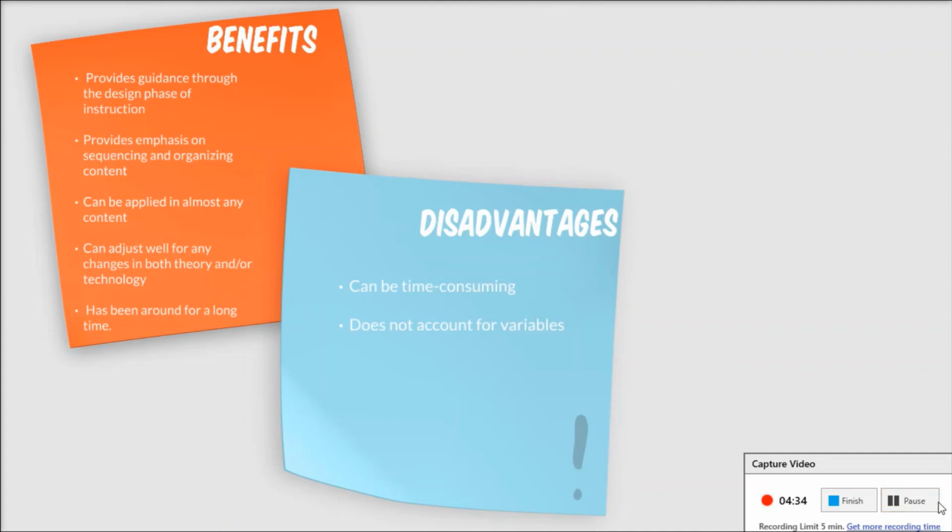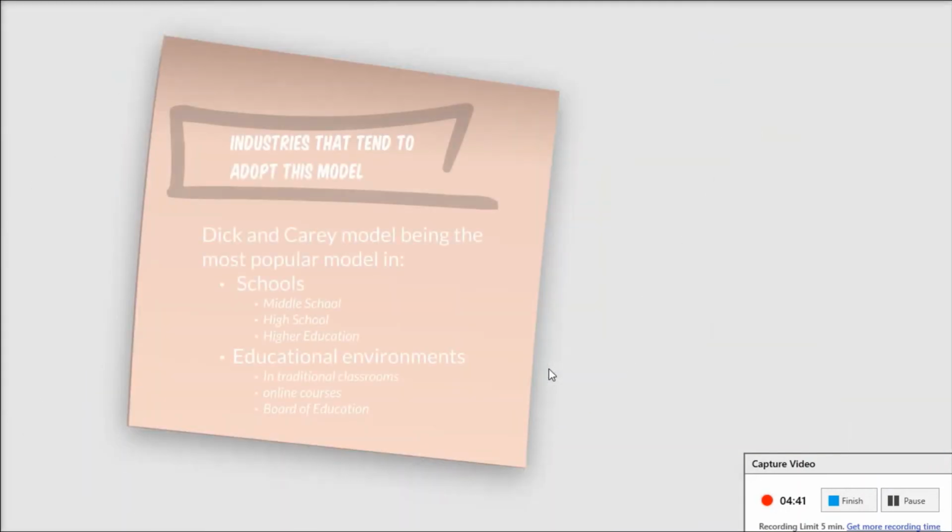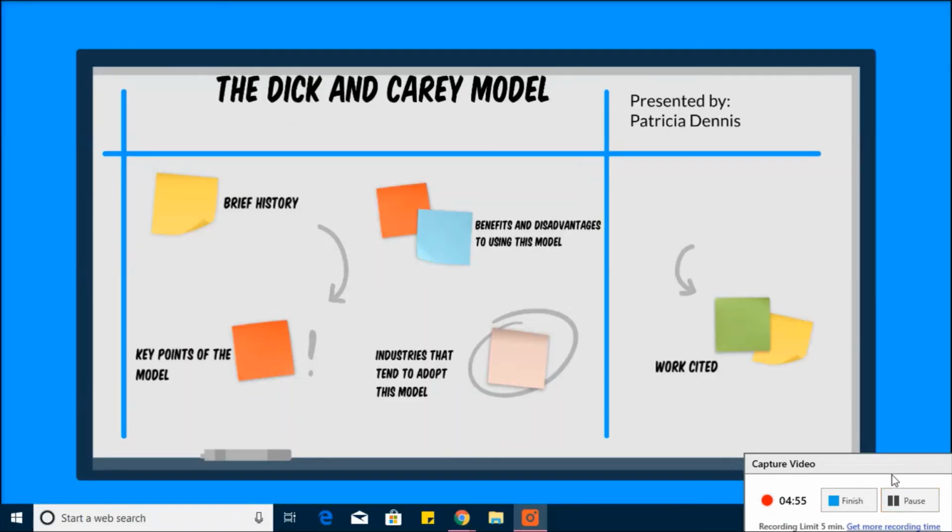Now we will look at some industries that tend to adopt this model. The Dick and Carey model is known for being the most popular model in schools and education environments. The model is popular in e-learning literature and within academic instructional design shops. This is the basic overview of the Dick and Carey model.